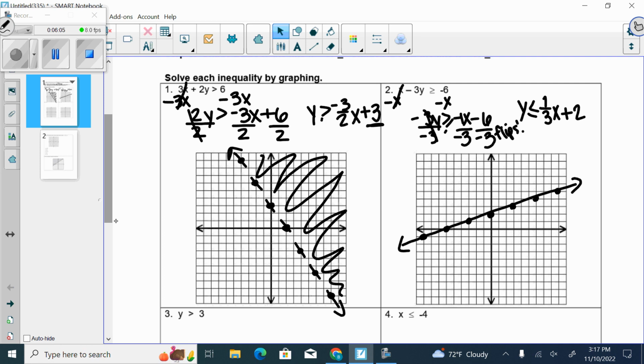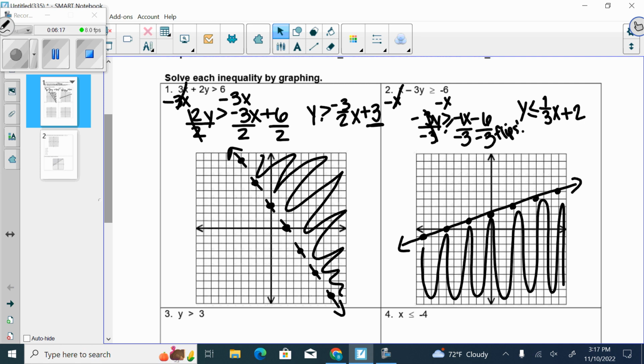Okay. All right. Then I have to decide where I'm going to shade, right? Above or below? Where? Below. Very good. That's a less than symbol. So I'm going to shade everything below that line. Very good. All right. So this one was solid and below. And this one, the first one we did, was dotted and above, right? Okay.